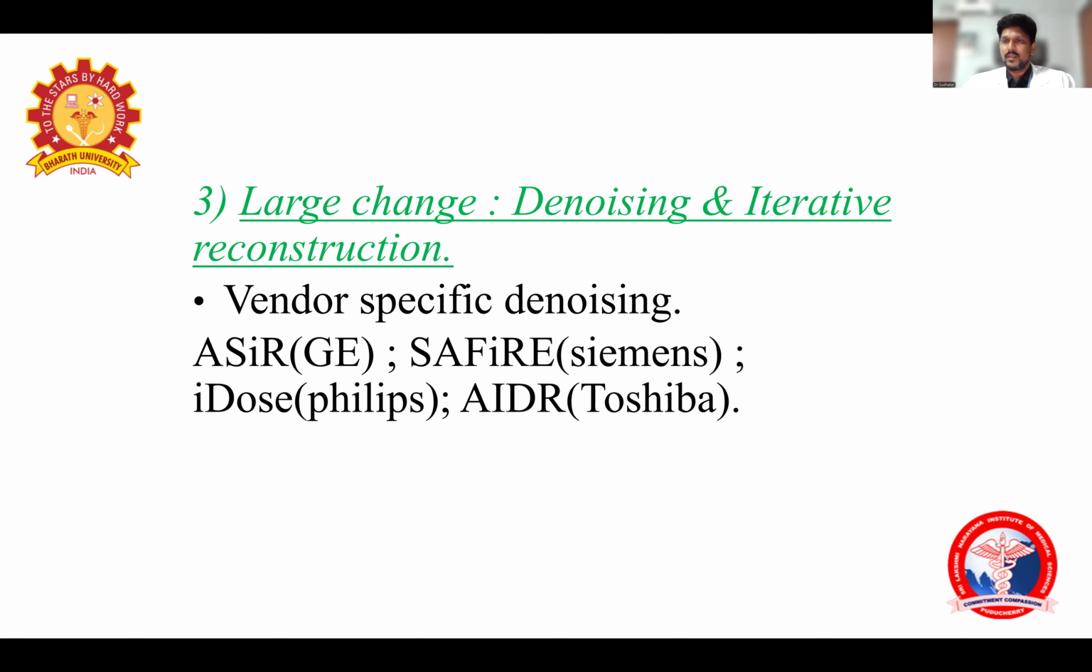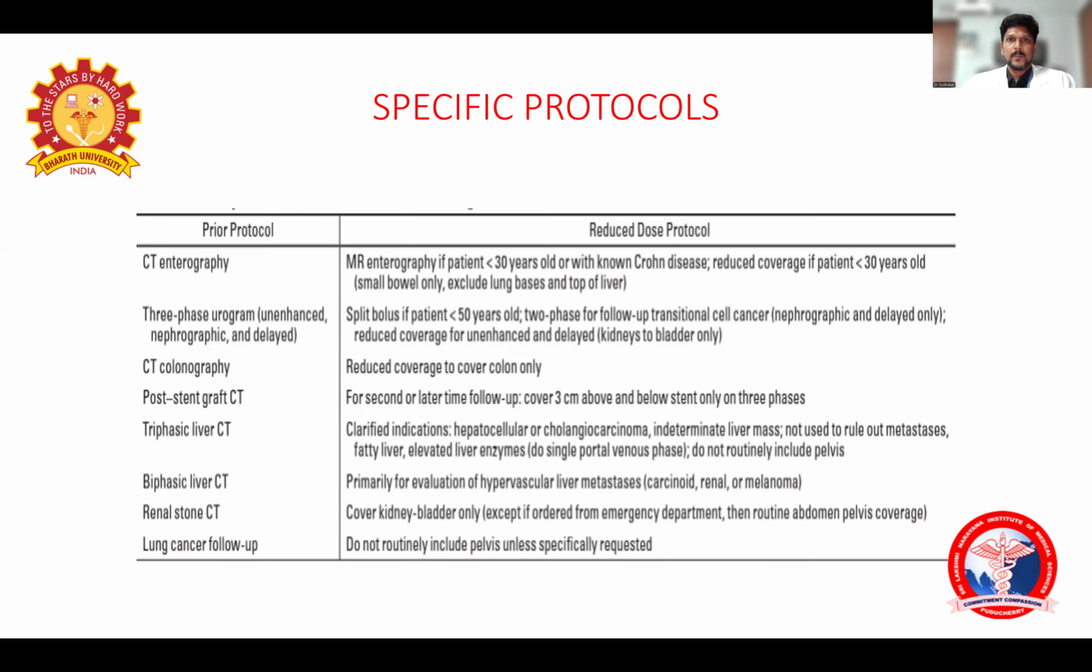Iterative reconstruction, FBP, or hybrid systems, which has been used. For example, ASIR in GE, Sapphire in Siemens, IDOSE in Philips, and AIDR in Toshiba. So the specific protocol, CT enterography. So it is this study which helps you to visualize the bowel loop and the mucosa of the bowel, mainly done in cases of IBD like Crohn's and ulcerative colitis.